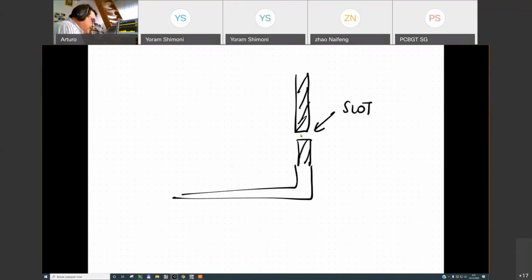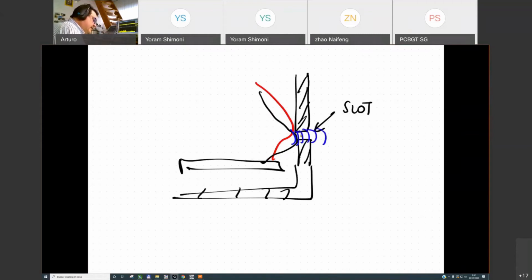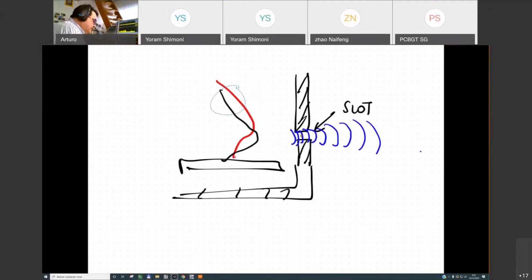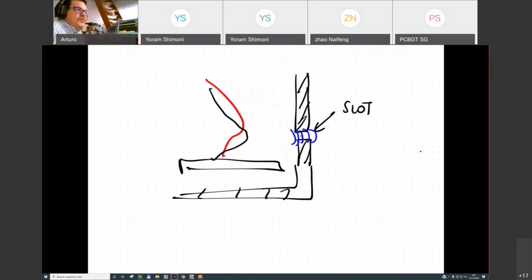If you have a PCB and you carry the wires close to this area, you have more probability to excite the antenna and to radiate, than if the cables are far away from this enclosure, from this slot. The emissions will be reduced a lot.